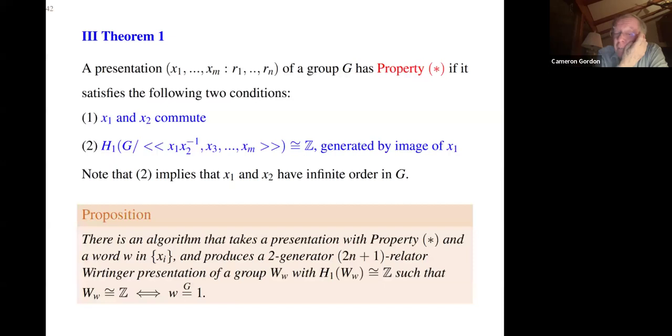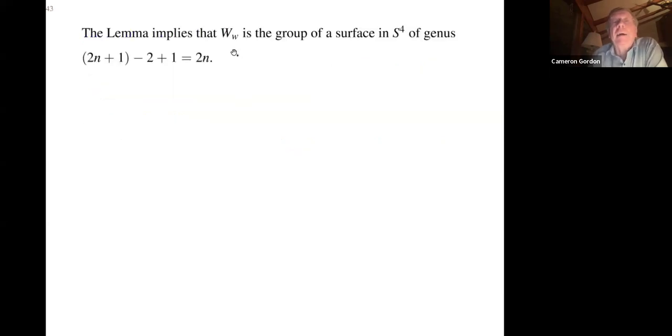And let me just notice that this is a Wirtinger presentation of a group. So this group is a group of some surface, which I'll call F sub w. And what's the genus of that surface? Well, this Wirtinger presentation has 2n+1 relations and two generators. And so the lemma that I just proved said that this group W_w is a group of a surface in S^4 of genus 2n, if I've done the arithmetic correctly.